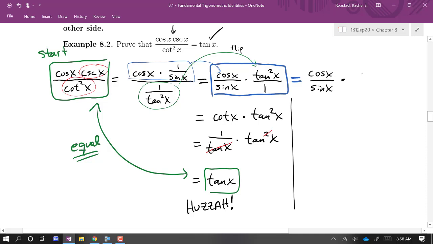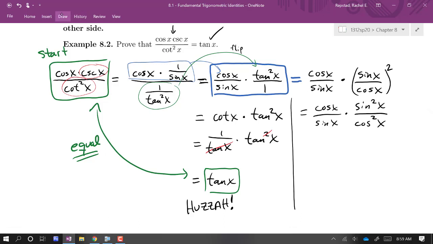Now, tan squared is tangent, which is sine over cosine, squared. So I have sine squared x over cosine squared x. Now I can do some canceling. This sine cancels with one of those factors of sine. This cosine cancels with one of those factors of cosine. And we get sine x over cosine x, which we know is equal to tan x.